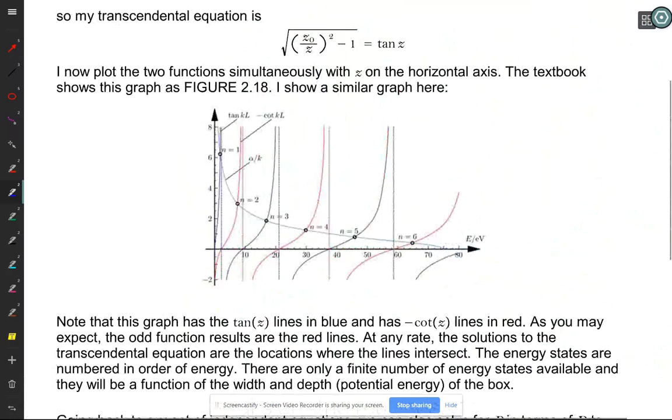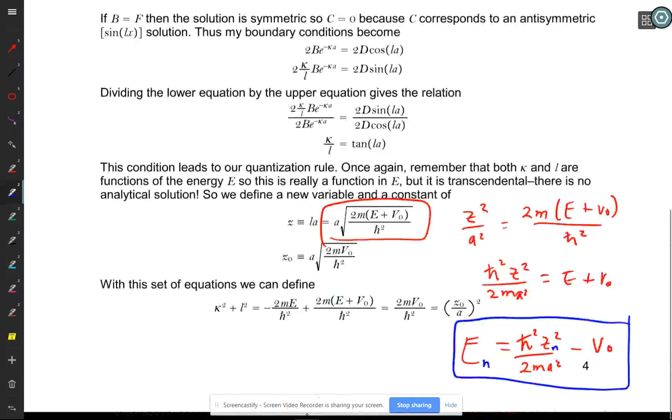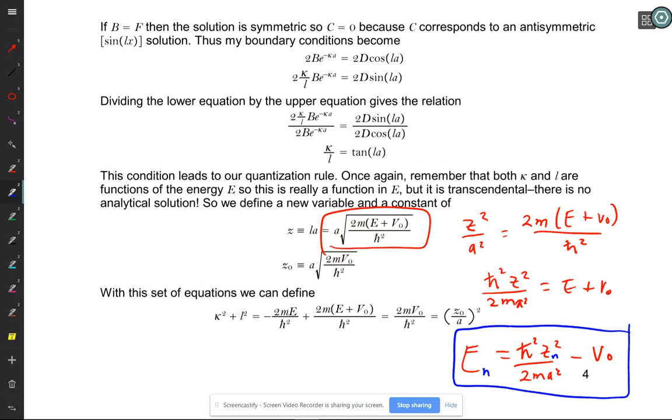And so that's how you find what the energy levels are exactly. If you know what the A is and the V0 is, those two parameters matter, and then you can get the exact values. Okay, so in this example, there were 6 quantized energy states.